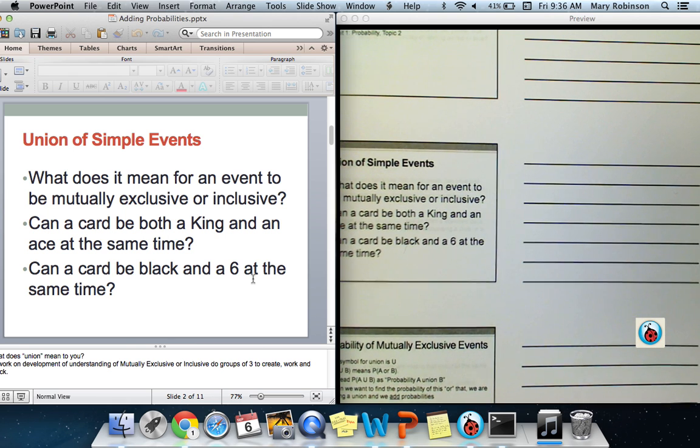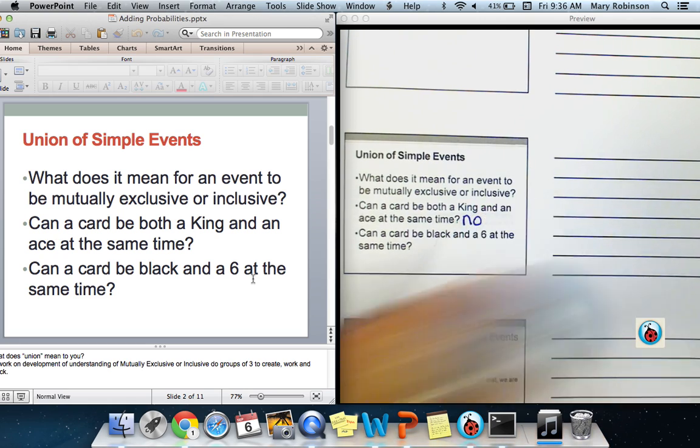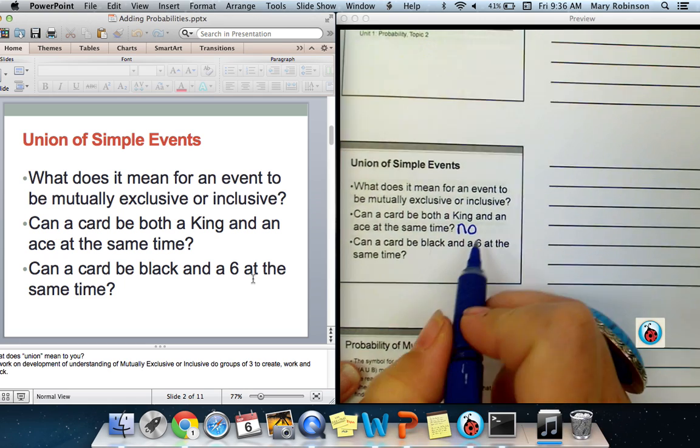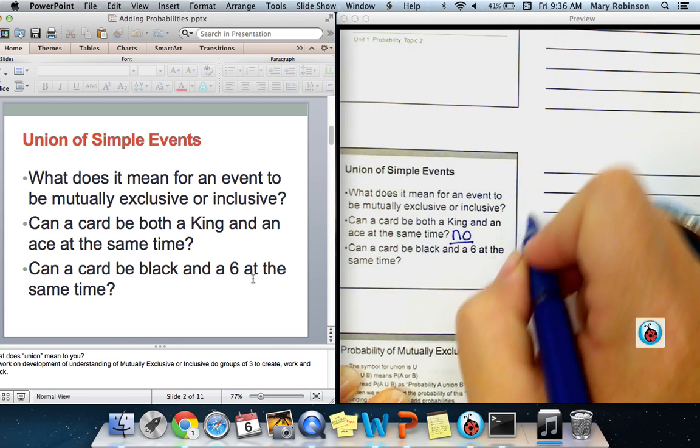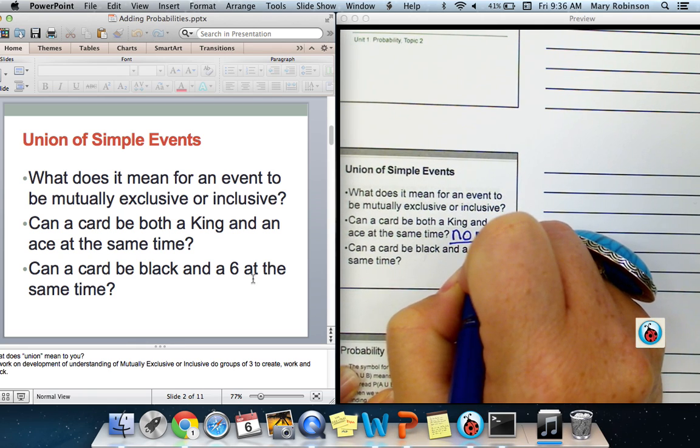So I want you to think, can a card be both a king and an ace at the same time? And that is no. Because we say no, we know that these are mutually exclusive.